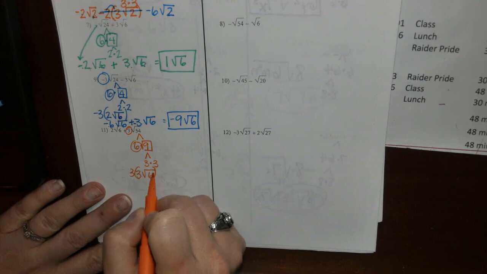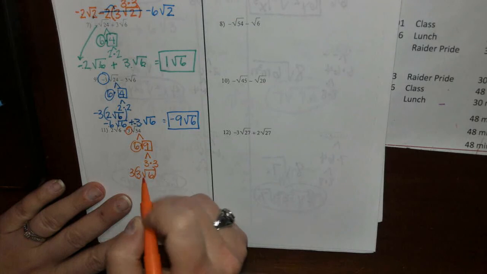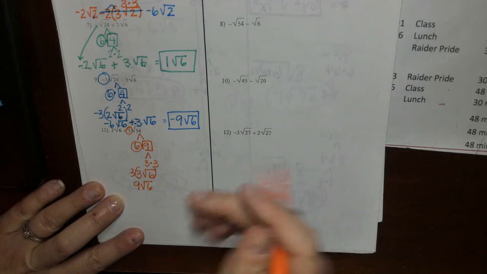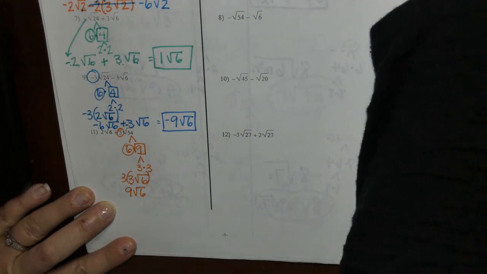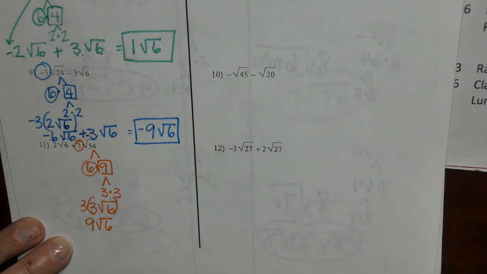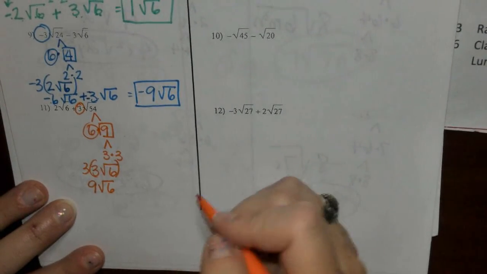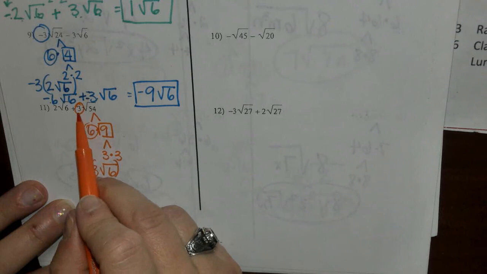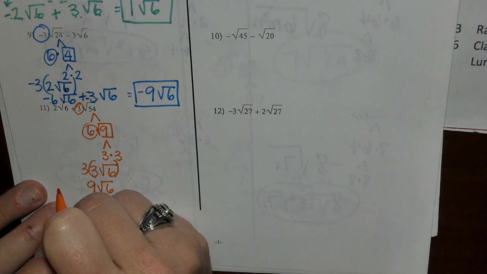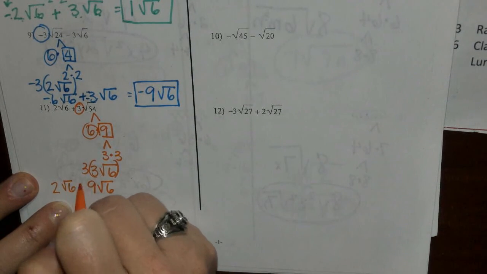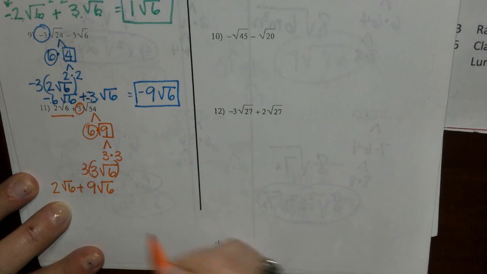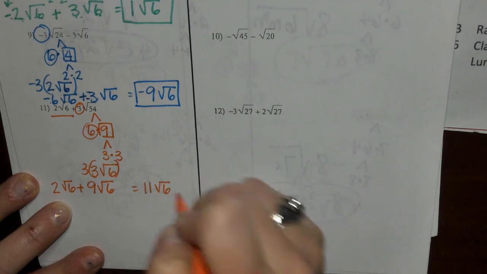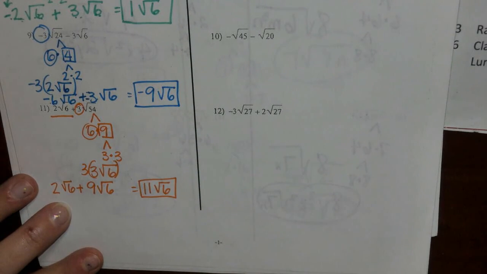So what is this going to be when we multiply this 3 times the 3? 9 square root of 6. There you go. For those in the back. Okay, so we now have 9 square root of 6. And then we had this 2 square root of 6 that we needed to add to it at the beginning. So what's our answer going to be? 11 square root of 6. Good.